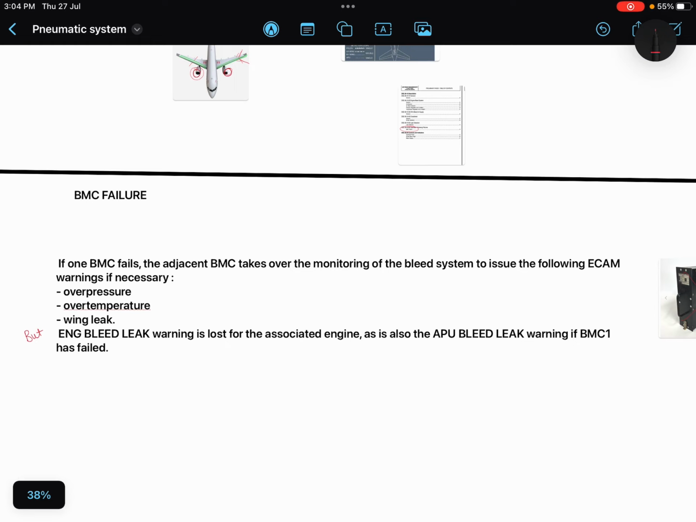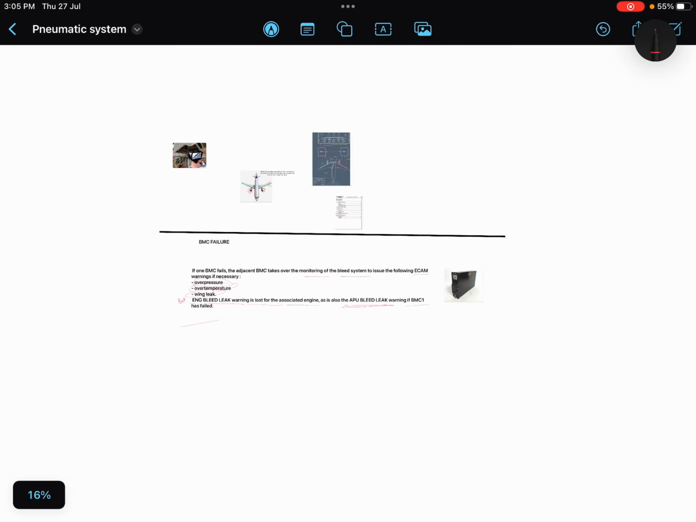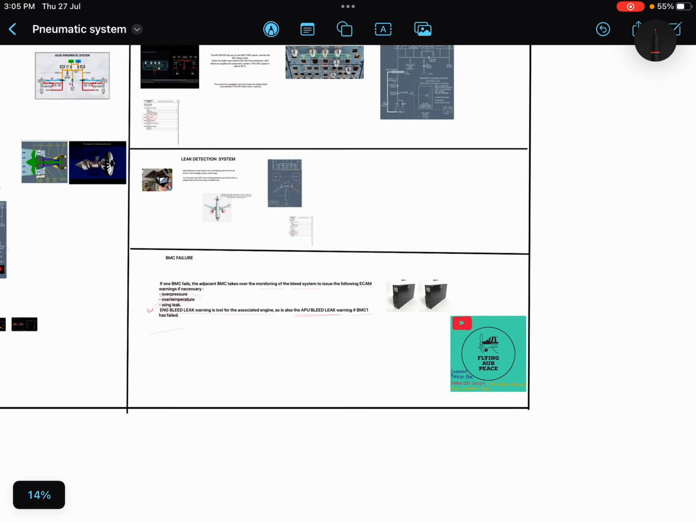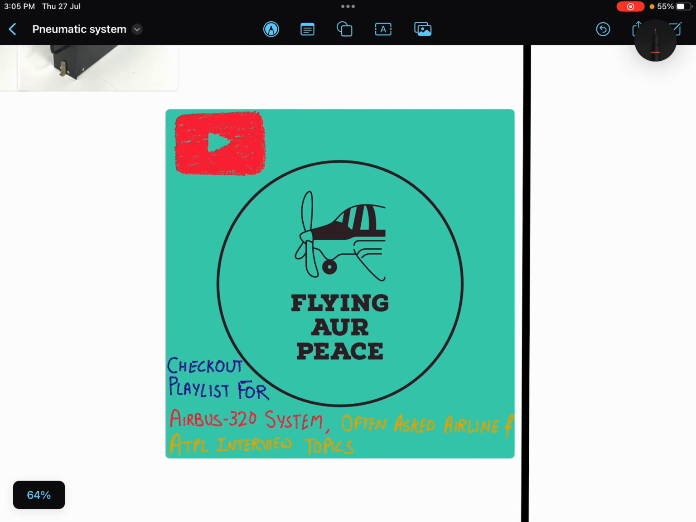If one BMC fails, the adjacent BMC takes over the monitoring of the bleed system to issue the following ECAM warnings for overpressure, over temperature and wing leak. But the engine bleed leak warning is lost for the associated engine. And if BMC 1 fails, the APU bleed leak warning is lost. Correct. Now we have covered the whole pneumatic system.